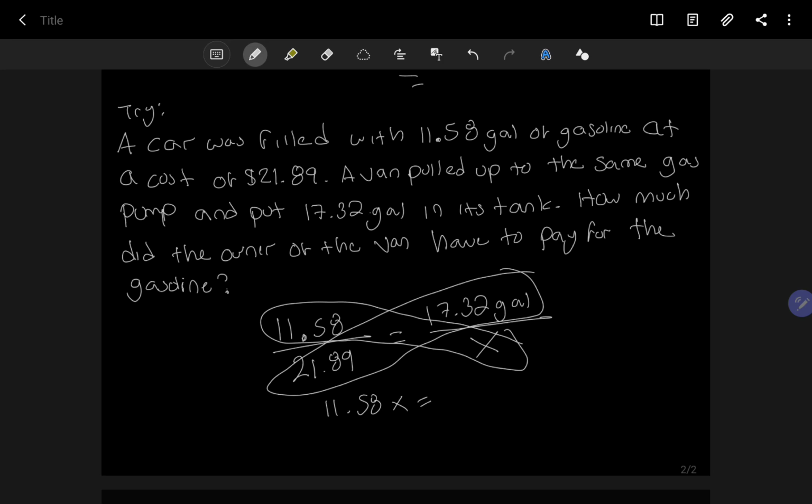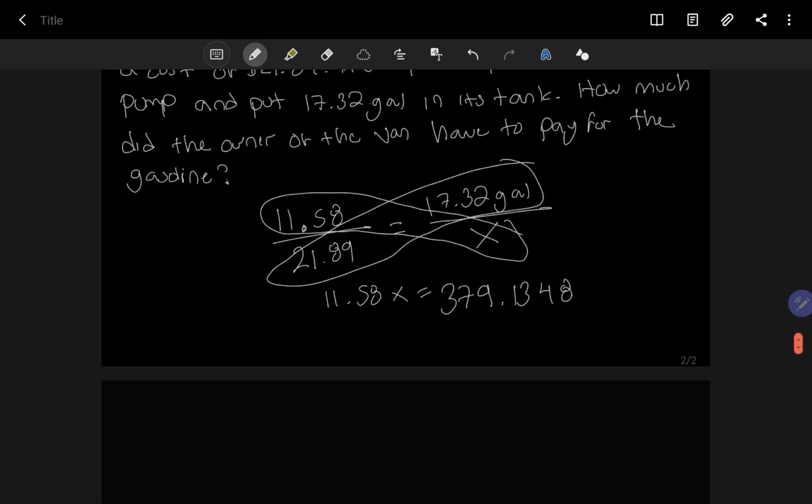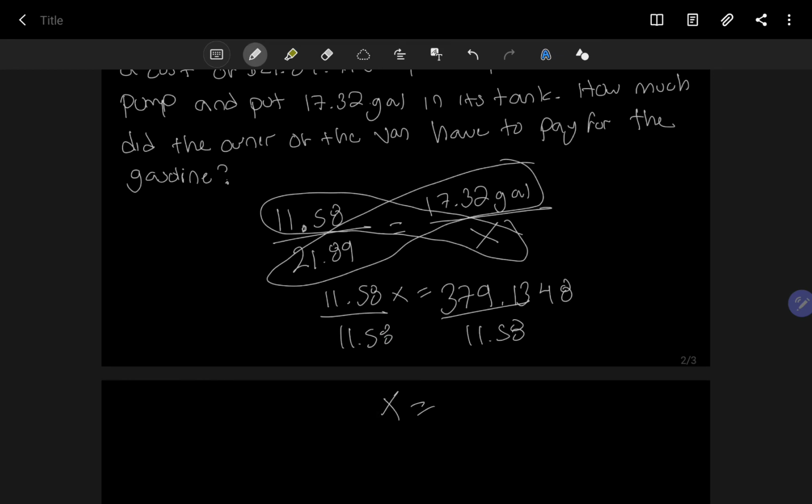11.58 times X equals 21.89 times 17.32, which is 379.1348. Now we just divide by 11.58. Divided by 11.58, we got 32.74.